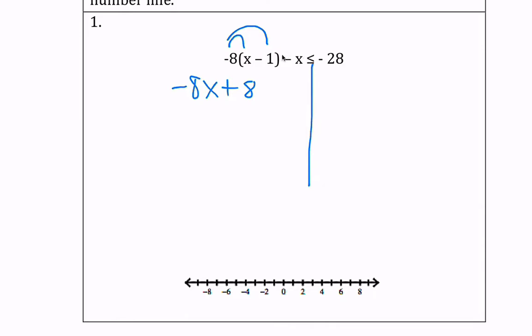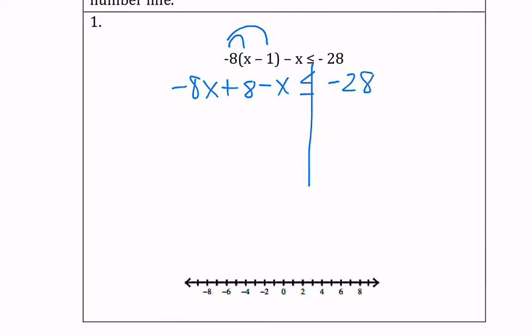Okay, and I can't forget about this minus x. It's not inside the parentheses, so I'm not going to distribute to it. It's just going to drop down. Okay, so some people get confused right here. Yes, we did multiply by a -8, but did we do that to both sides? No, I only did it to this one side. So remember, if you're going to flip the sign, you have to multiply or divide both sides by a negative. We did not do that, so we leave the sign alone. And on the right-hand side, that -28 drops down.